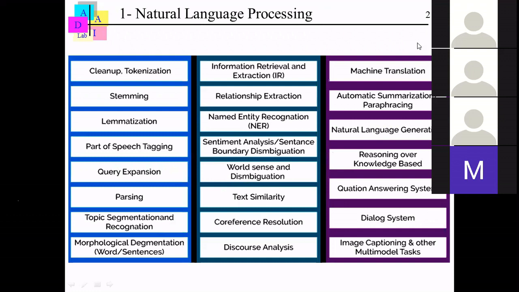And in natural language processing, there are many tasks. In the last column, you can see the tasks related to linguistics. And the second column shows some natural language processing tasks. For example, information retrieval, information extraction, named entity recognition, sentiment analysis, word sense disambiguation, and so on.